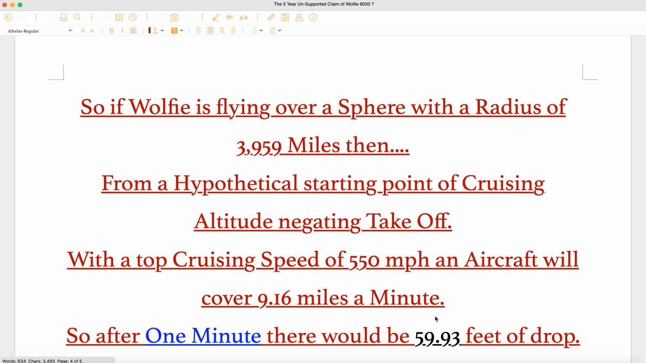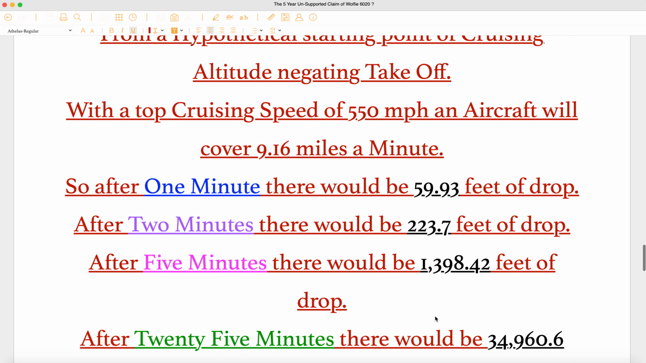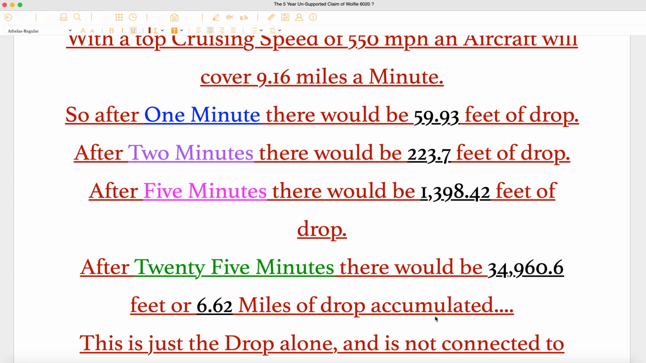So if Wolfie is flying over a sphere with a radius of 3,959 miles, then from a hypothetical starting point of cruising altitude, negating the takeoff, with a top cruising speed of 550 miles per hour, an aircraft will cover 9.16 miles a minute. So after 1 minute, there would be 59.93 feet of drop. After 2 minutes, there would be 223.7 feet of drop.